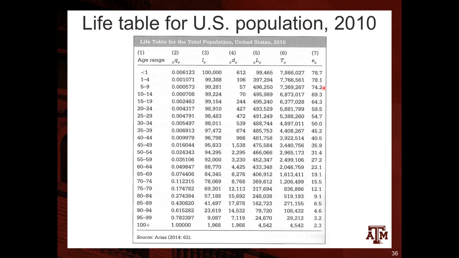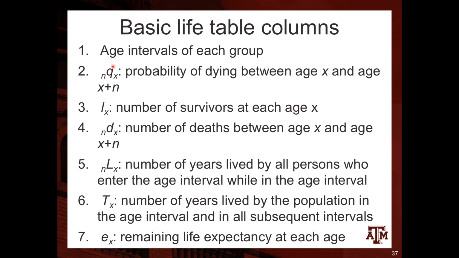Okay, so the next slides just go into more detail, explaining each one of these columns, column 1, 2, 3 until column 7. So the first one, as I mentioned, are the age intervals of each group. The QXN is the probability of dying between ages X and age X plus N. LX is the number of survivors at each age X at the beginning of that specific age group. DXN is the number of deaths between age X and age X plus N. Big LXN is the number of years lived by all persons who enter the age interval while they are still in that specific age interval.